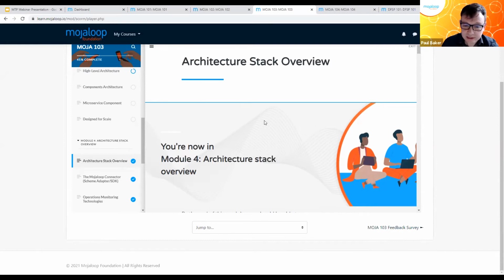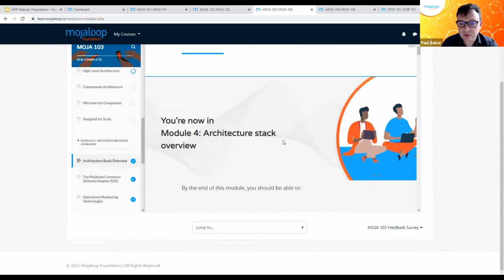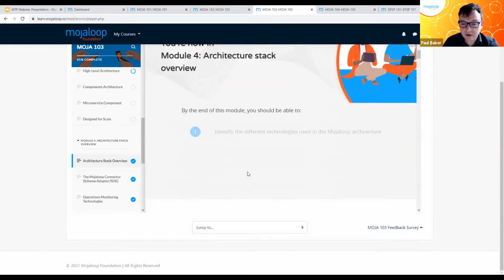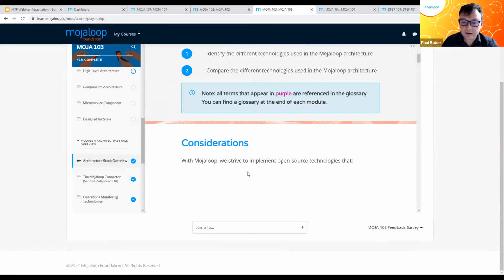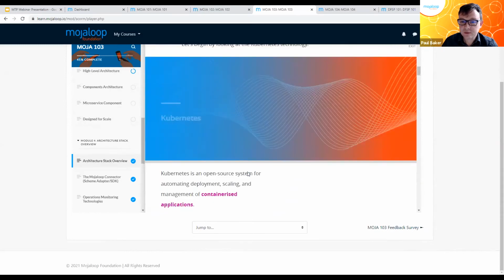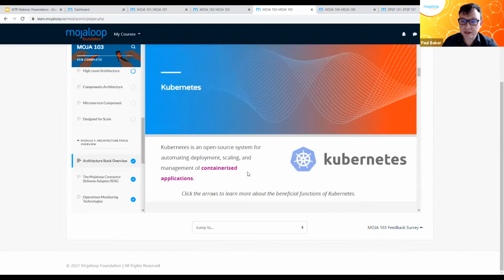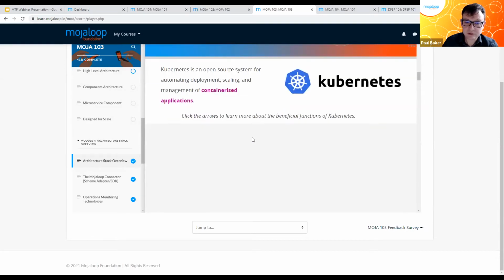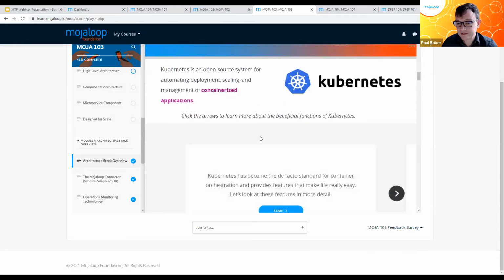Just to get you a bit excited about it, I'm going to show you the architectural stack. At this point, we've got high-level architecture, component architecture, microservice components, how it's been designed for scale. And now we introduce the architectural stack overview and how choices are made. And now we introduce Kubernetes. Now Kubernetes, containerized, scalable, automatic deployment system. It's amazing.